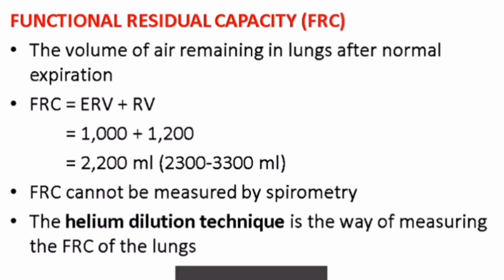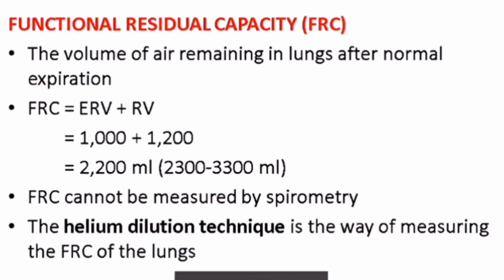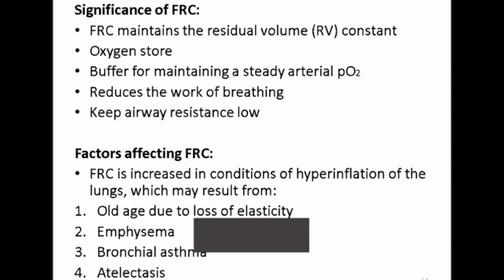So functional residual capacity is nothing but the volume of air remaining in the lungs after normal expiration. It includes ERV and RV. It is around 2200 ml. It cannot be measured by spirometry. There are certain methods by which we can measure the FRC: the helium dilution method, nitrogen washout method, the body plethysmography method, etc.